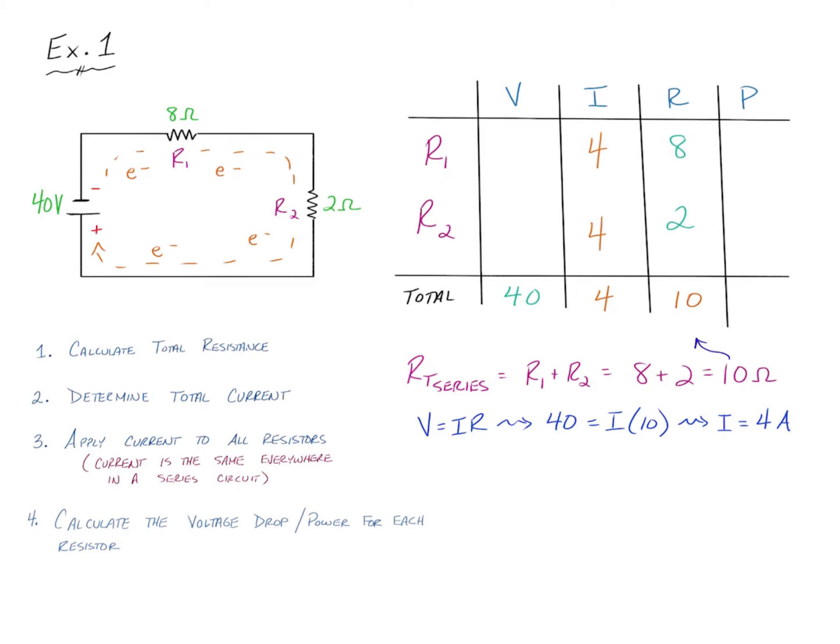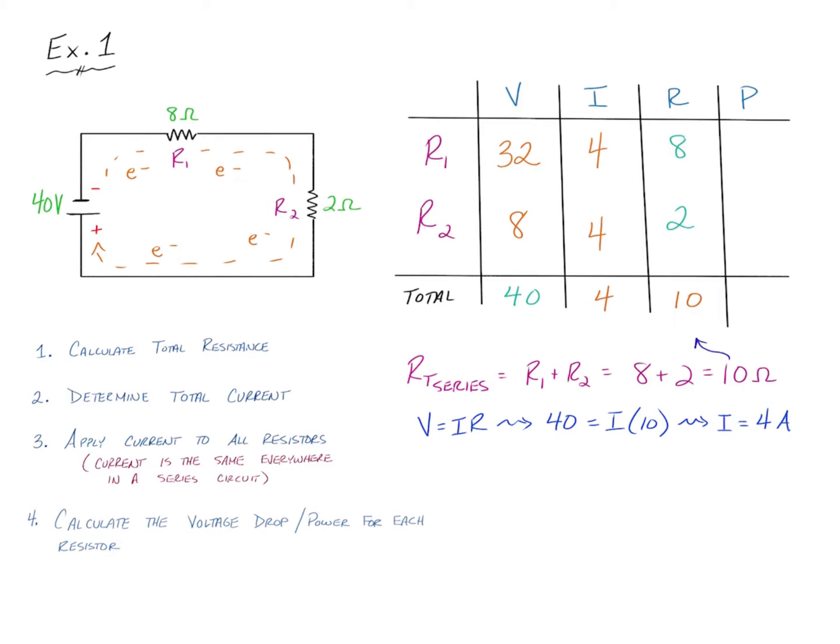Now all that's left is to calculate my remaining voltages and my remaining powers. The voltages can be calculated using Ohm's law for the individual resistors. I have the current and the resistance of each, so I can multiply I times R. In the first case, I get 32, and in the second case, I get 8. Much like I applied Ohm's law to the total circuit on the bottom, I can apply it individually to the 8 and the 2 ohm resistor.